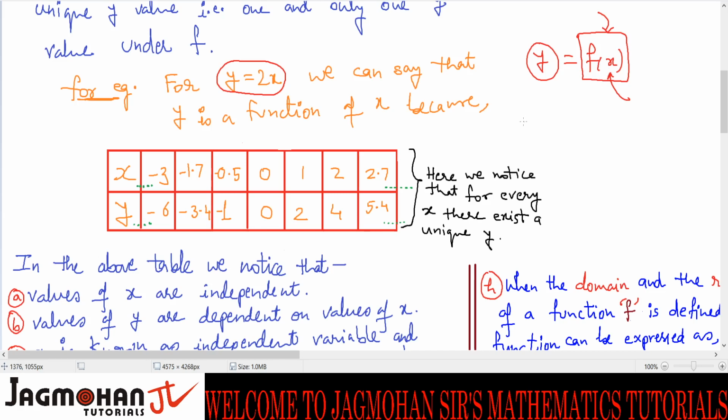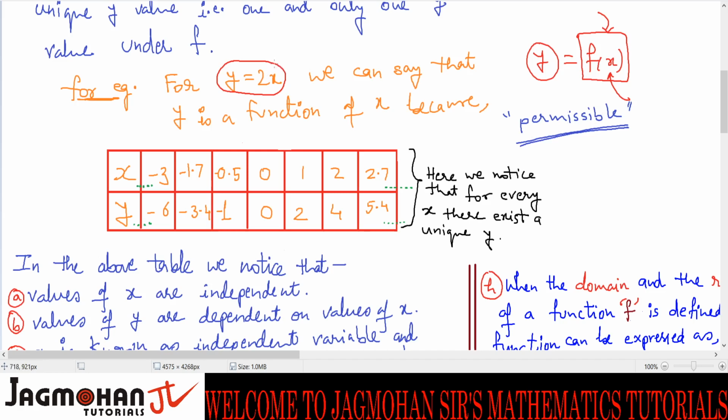Remember students, the word is permissible. Permissible. So this adjective permissible: what value of x should go into f of x? All those x values should go into f of x which are permissible. Now what is the meaning of permissible? I tell you students, try to understand this.